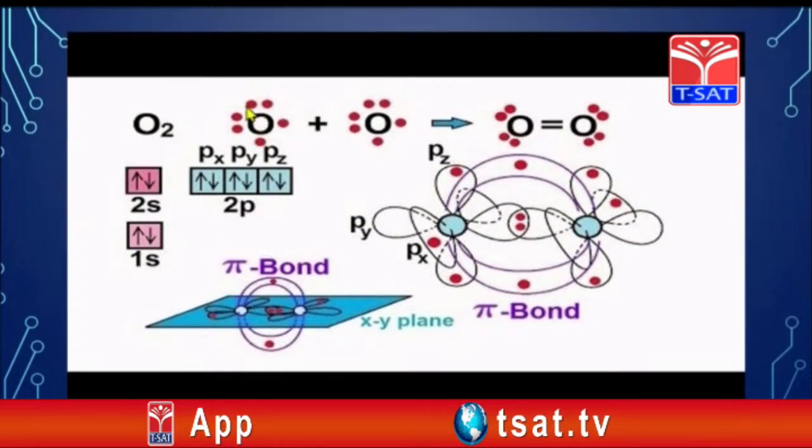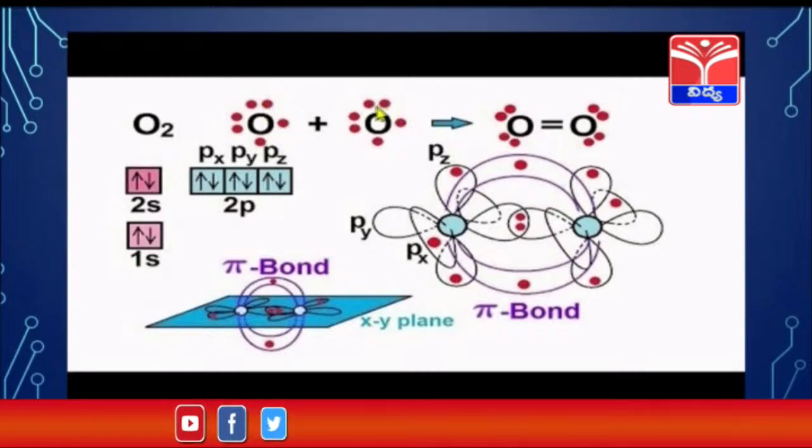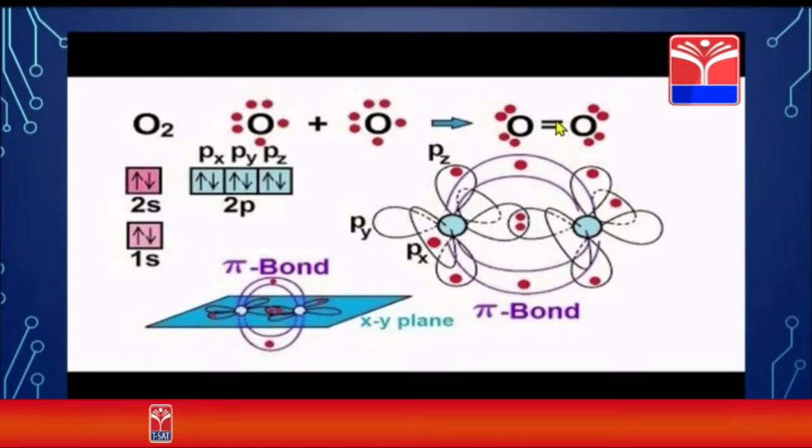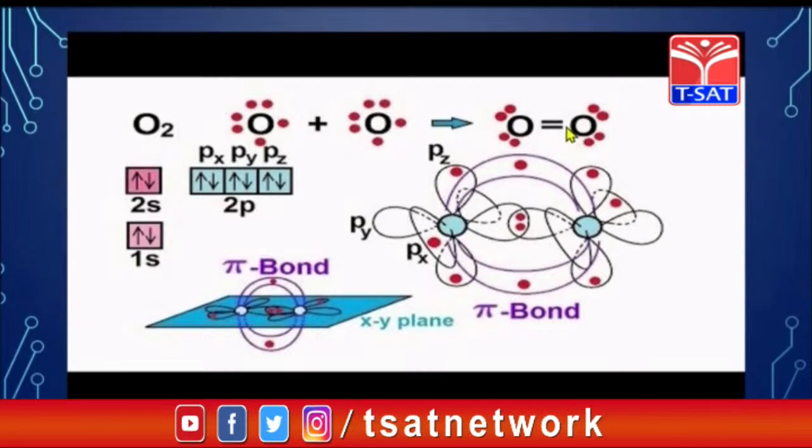So, it has 6 valence electrons. So, we have put 6 dots around the oxygen atom. Now, even this oxygen atom, if you consider, it has 6 valence electrons. And when they approach each other, they share 2 pairs of electrons. Thus, this atom has 8 electrons and even this atom has 8 electrons. When they are sharing 2 pairs of electrons, they form a double bond.